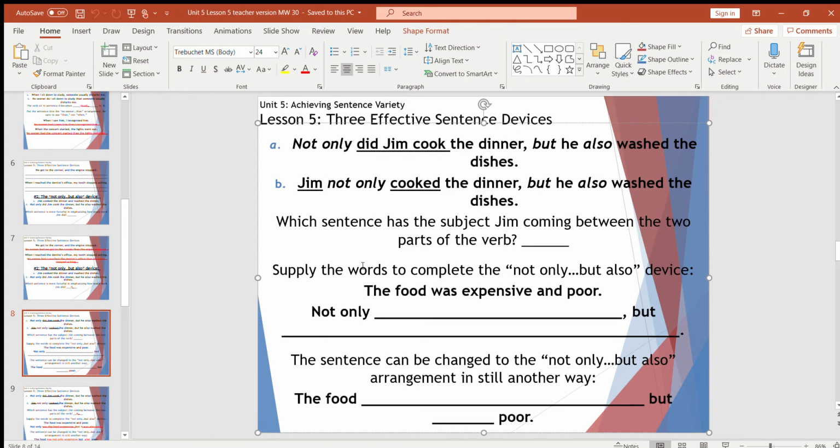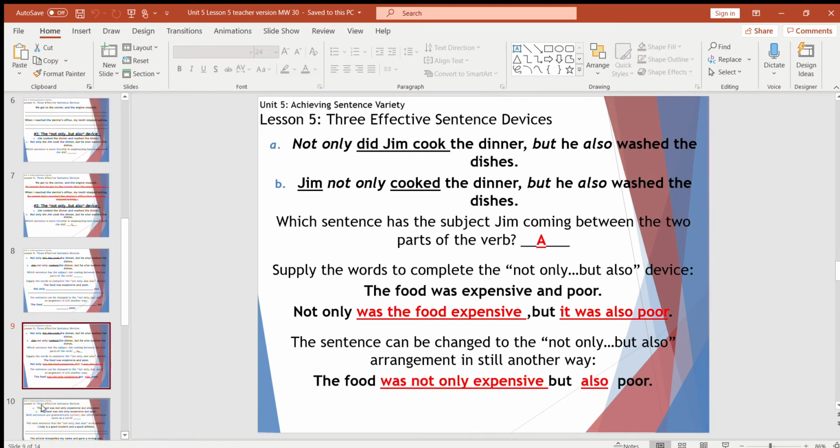So let's apply the words to complete the not only but also device. The food was expensive and poor. So we can say not only was the food expensive, but it was also poor, right? Not only was the food expensive, but it was also poor. You could finish off that sentence. Now the sentence can be arranged to the not only but also arrangement still another way. We can say the food was not only expensive, but also poor, right? There's one or two options you can go with.